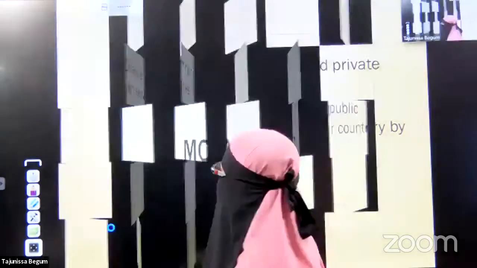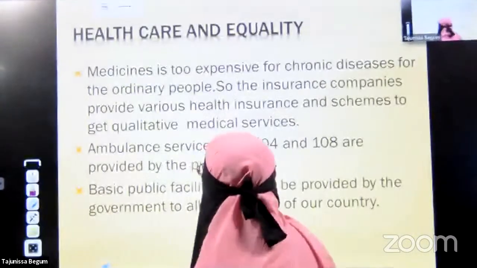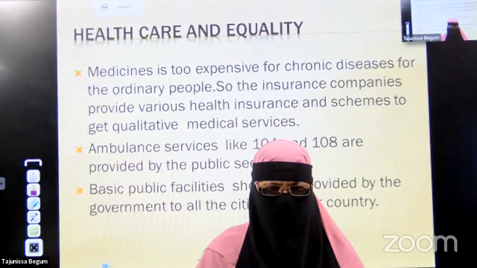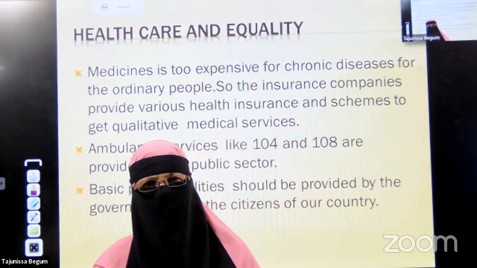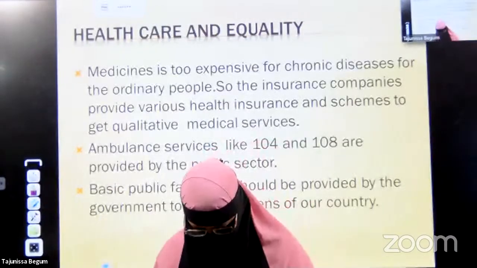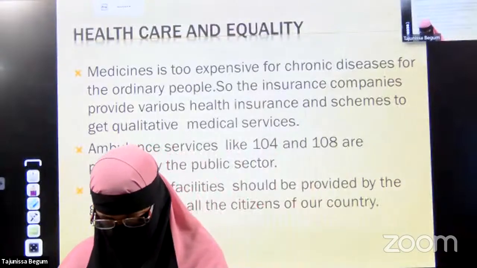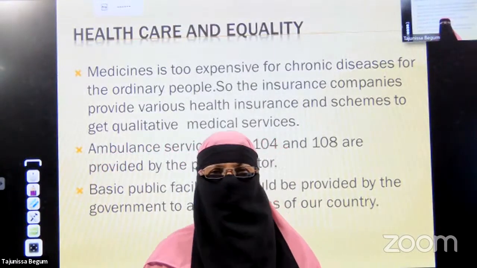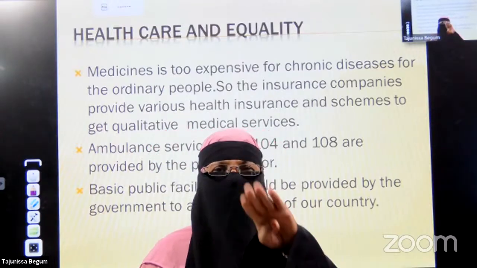So next. Healthcare and equality. What do you mean by healthcare and equality? Why did equality come here? Right to equality. Equality means that according to the Indian Constitution, India is a democratic country, ruled by the people, for the people, of the people. So there should be equality.